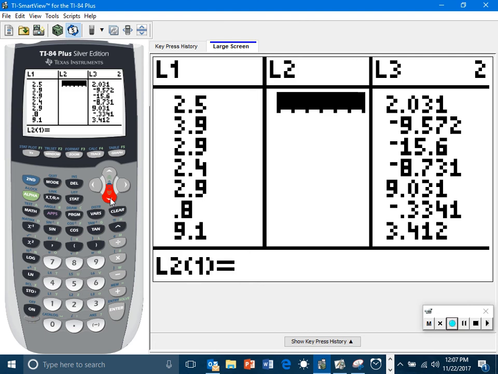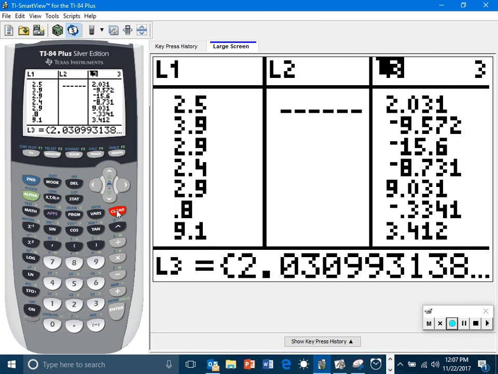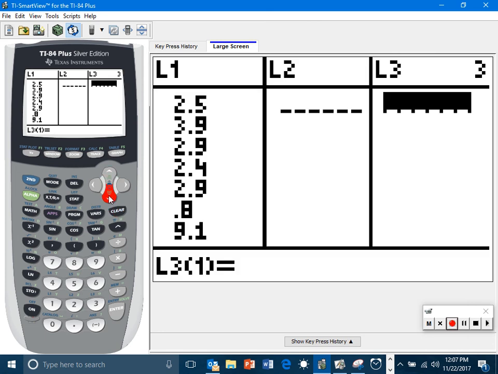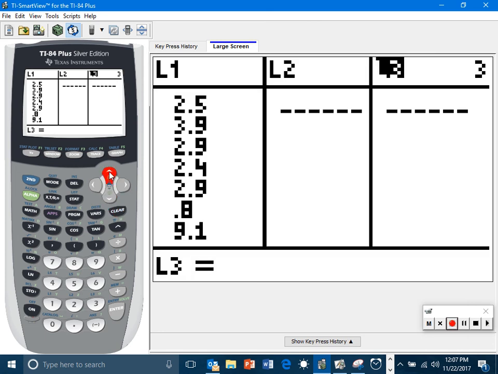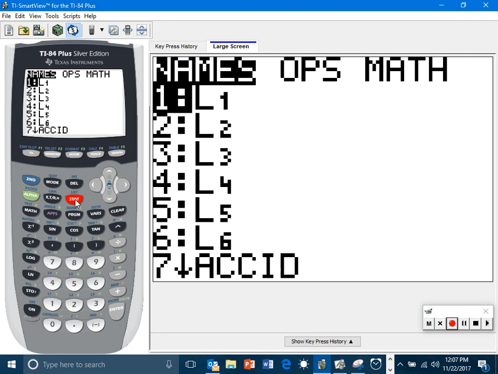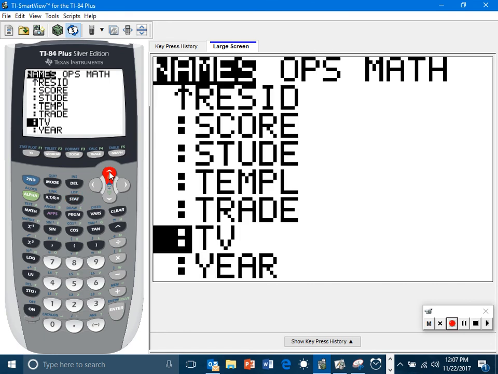Whoops, I cleared out the wrong one. Let me do that again. Let me go to the top of list 3 and clear it out. Now go back to the top. You've got to be all the way to the top. Now to find the residuals, we do second stat and we look for the word resid. And my resid is up here.